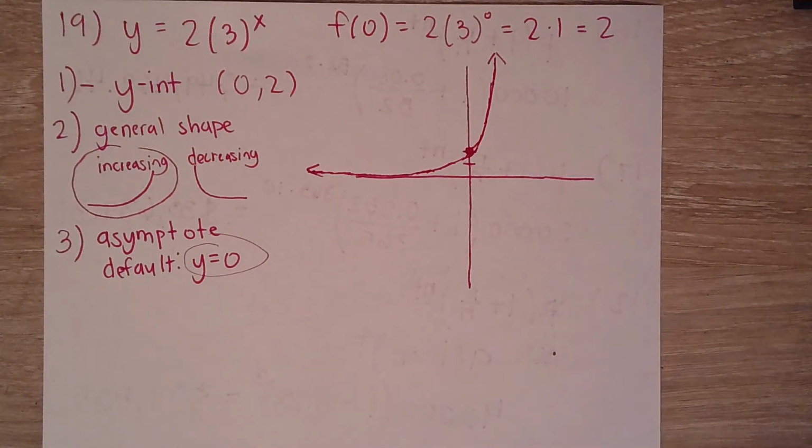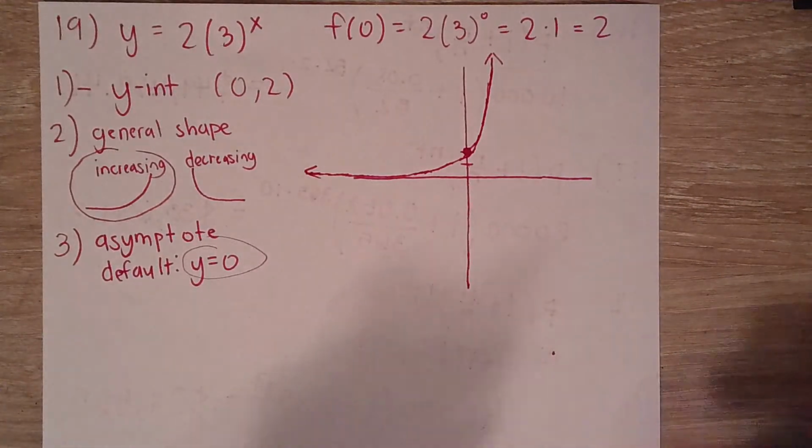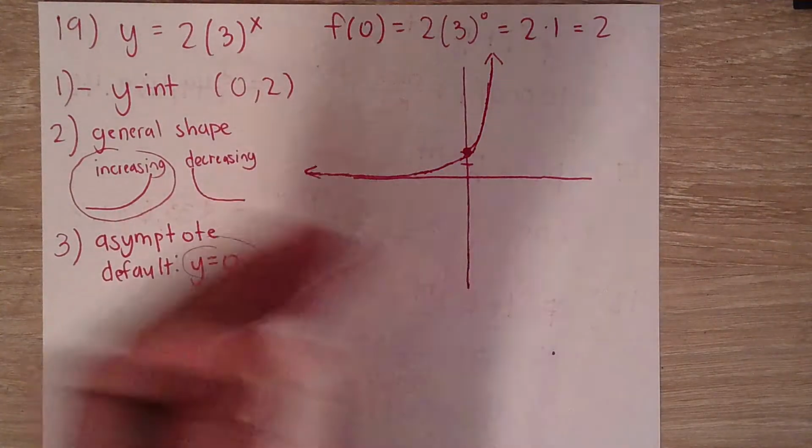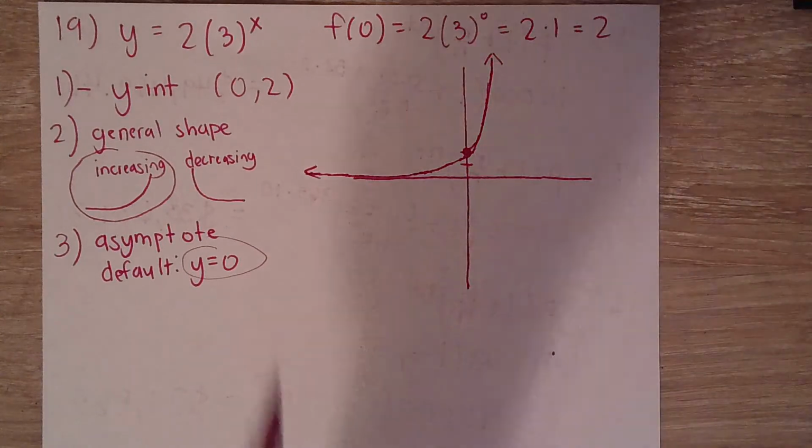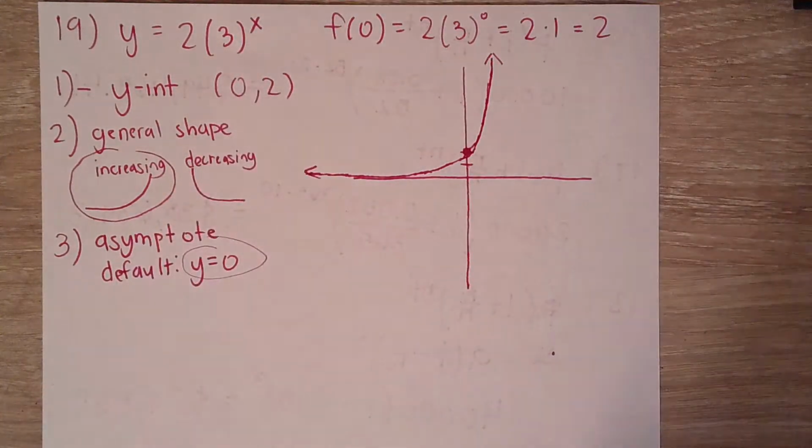All right, so question number 20. Is this linear or exponential? Remember, a linear function would be a line. Of course, this is an exponential function. Remember from our notes, if the variable x is in our exponent, that's how we know it's an exponential function.